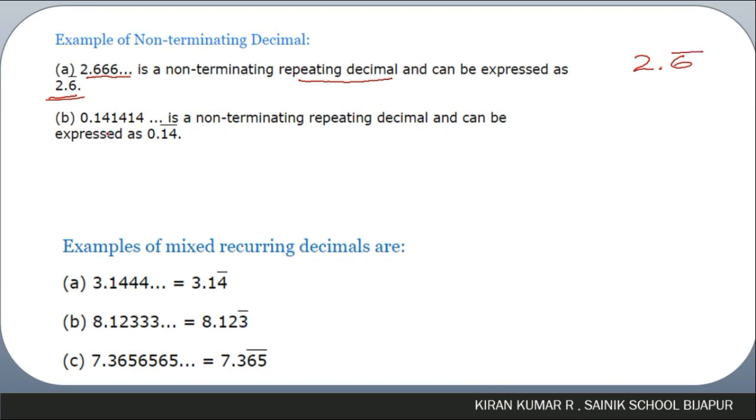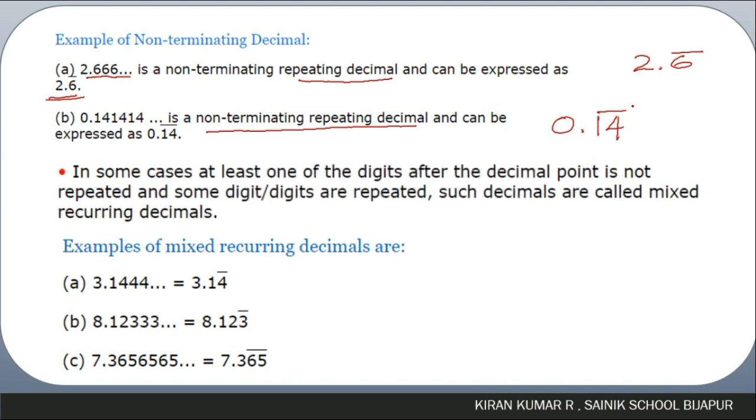One more example, 0.141414 and so on is a, sorry, non-terminating repeating decimal. Here there are 2 digits which are repeated. It is 0.14 bar. In some cases, at least one of the digits after the decimal point is not repeated.